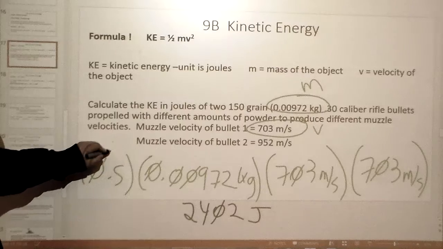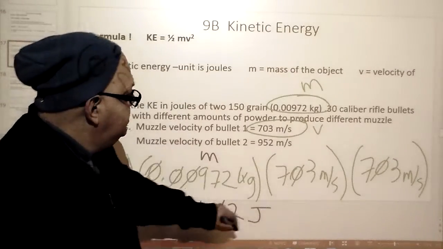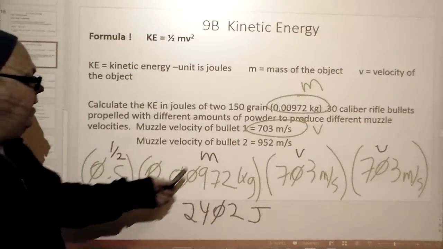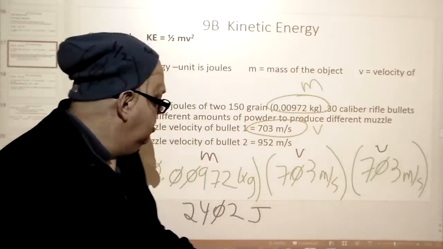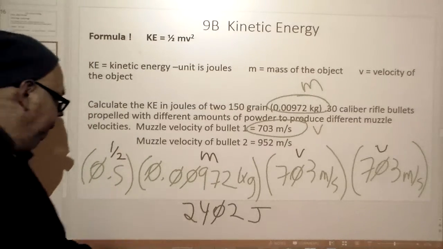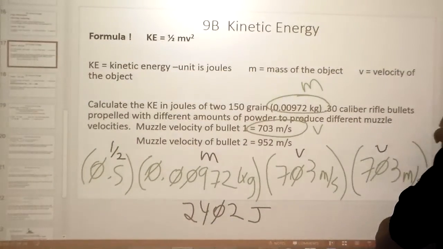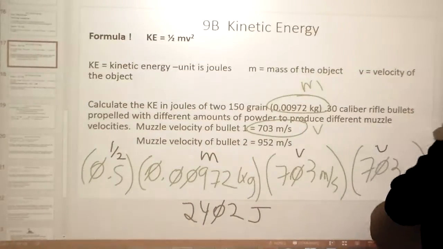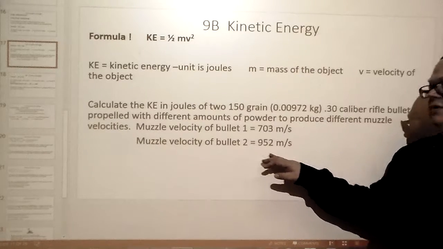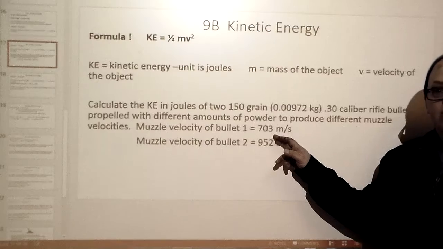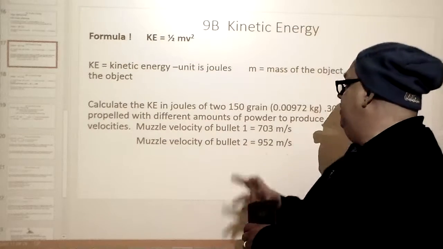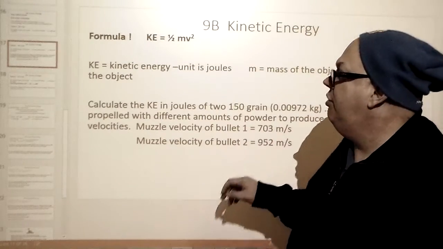Okay? So this is the 1/2. This is the mass. This is the velocity, and because we square the velocity, we do that again. So 1/2 mass times velocity squared, which is what we did here. And we have 2,402 joules. Now, the second problem on this, which we're not going to do, I'm going to leave that one for you guys to work on. You'll notice that the muzzle velocity is definitely greater than the original. So we would expect the kinetic energy to be more than it was coming out at 703.